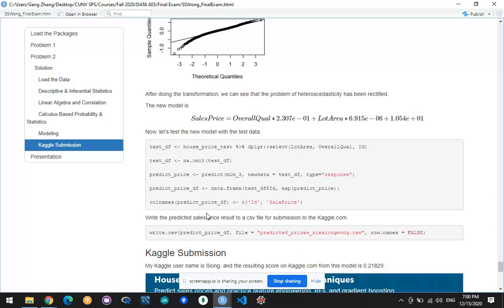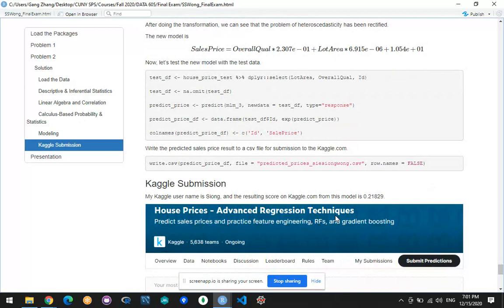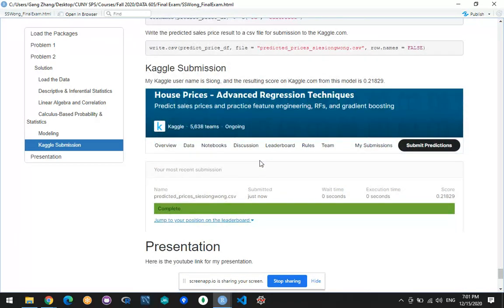With the new model, I use the predict function to predict the sale price for the test data which I loaded at the beginning, and then I saved the result to a CSV file to submit to kaggle.com. After I submitted, I got my score as 0.21829. And that concludes my presentation of my final exam solutions.